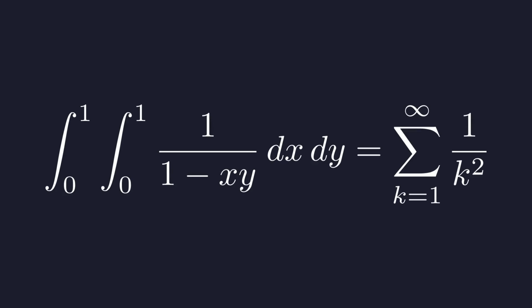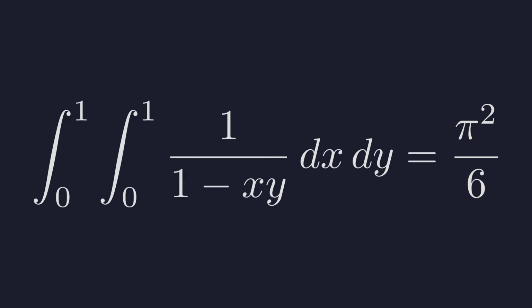So we've shown our initial integral equals the Basel series. Therefore, we can replace the series with its known value. So our double integral equals exactly pi squared over 6. A beautiful connection.